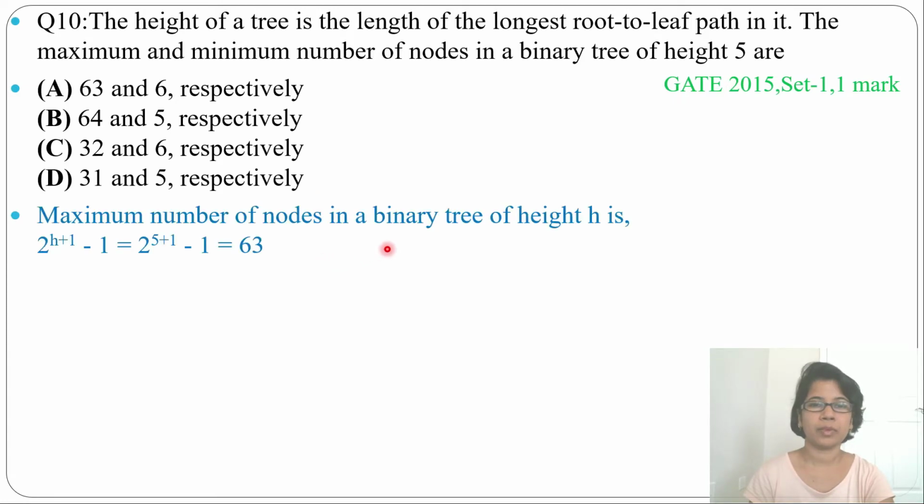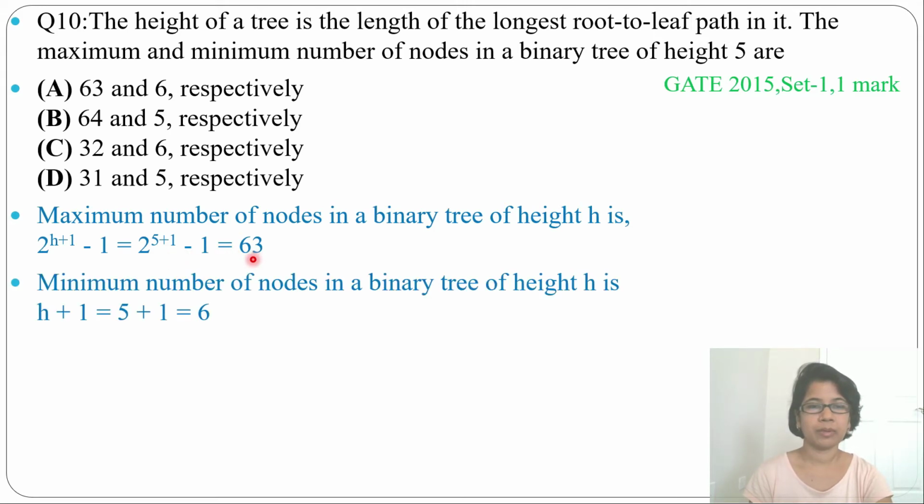So the maximum number of nodes in a binary tree of height h is 2 power h plus 1 minus 1. Just remember this formula: 2 power h plus 1 minus 1. So h is given as 5. 2 power 5 plus 1 minus 1, that is 2 power 6. So 2 power 6 is 64. 64 minus 1 is 63.